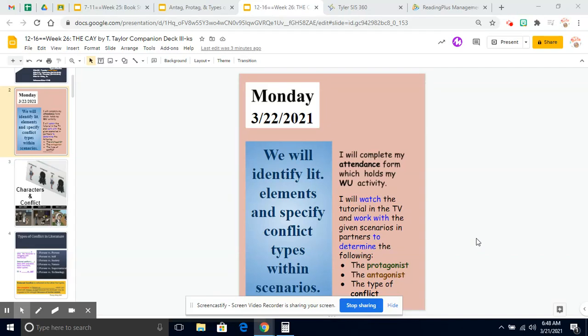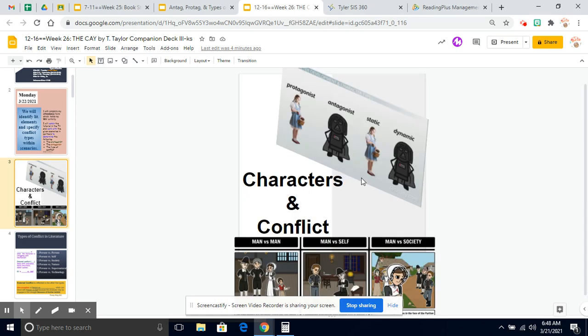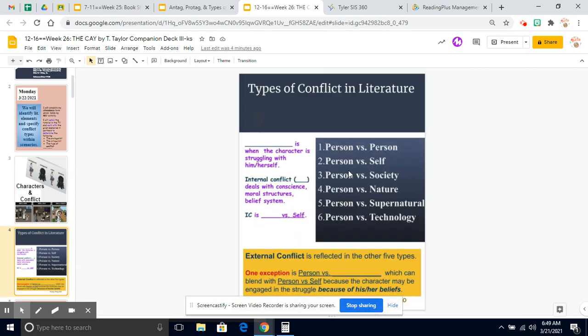Today we are going to identify lit elements and specify the type of conflict. So we're considering protagonist, antagonist, static and dynamic characters, and what's happening in the story. You would have filled this out last week, but if you didn't, I can help.